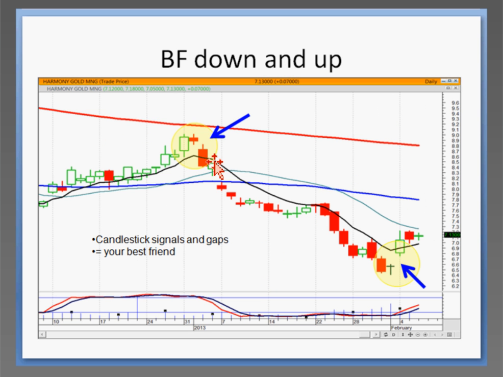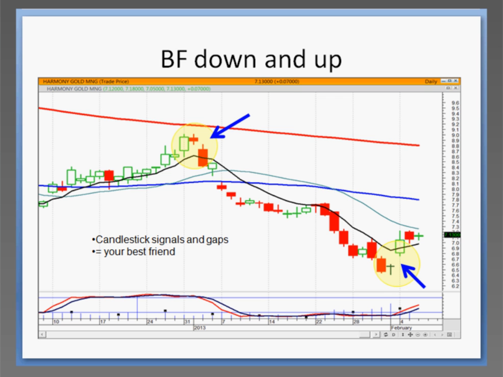Your best friend to the downside: how long do you stay short? Do you see a candlestick buy signal and a close back up above the T-line? So I used to trade candlesticks without the T-line, and I did pretty good. But anything prior to candlesticks coming along would have been anything better.